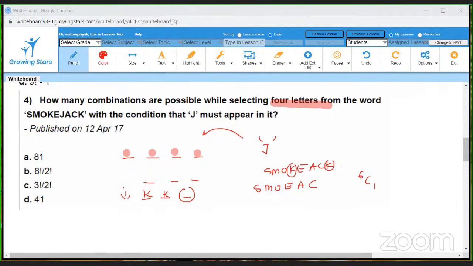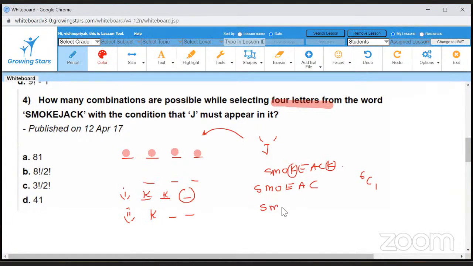This is the first possible case. Then the second case is instead of taking 2 Ks, we are taking only 1 K. So when 1 K is taken, we have S, M, O, E, A, C, K. 1 K is there.